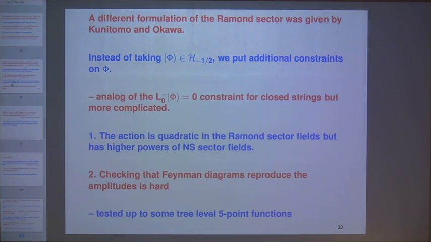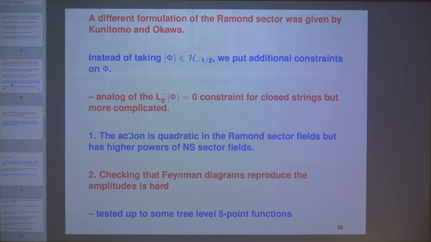Now there is a different formulation of open superstring field theory, which was given by Kunitomo and Okawa. What they did is that instead of taking the string field phi to be an arbitrary element of H at picture number minus half, namely instead of allowing the off-shell string field to be an arbitrary vertex operator of picture number minus half, they put additional restrictions on phi. These are analogs of the L0 minus L0 bar equal to 0 constraint for closed strings, but they are more complicated. This is of course all being done at the level of open strings.